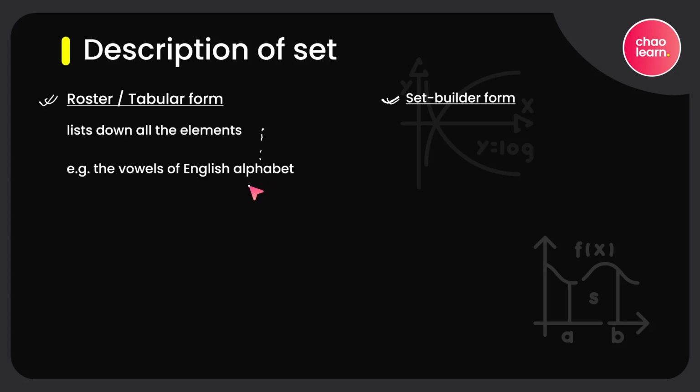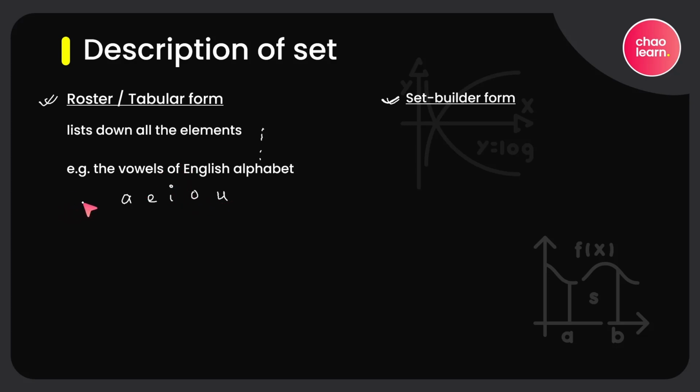First, let us take the example of the vowels of the English alphabet. Whenever you are writing it in the roster form, what are the vowels of the English alphabet? A, E, I, O, U, right? So whenever you are writing it in the roster form, you write it as A, E, I, O, U. So these are the elements that belong to this particular set.